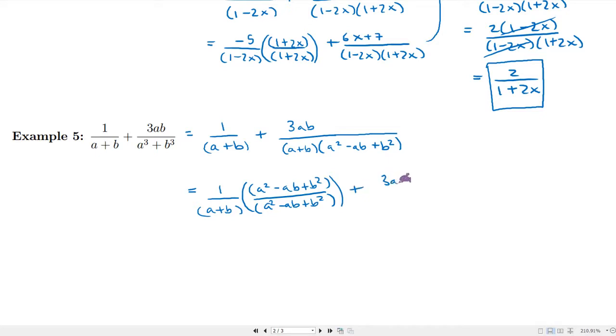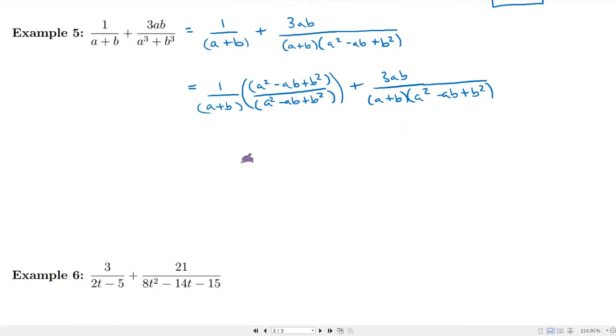plus 3ab over that factored sum of cubes, and now we can add the numerators and simplify as much as we can.